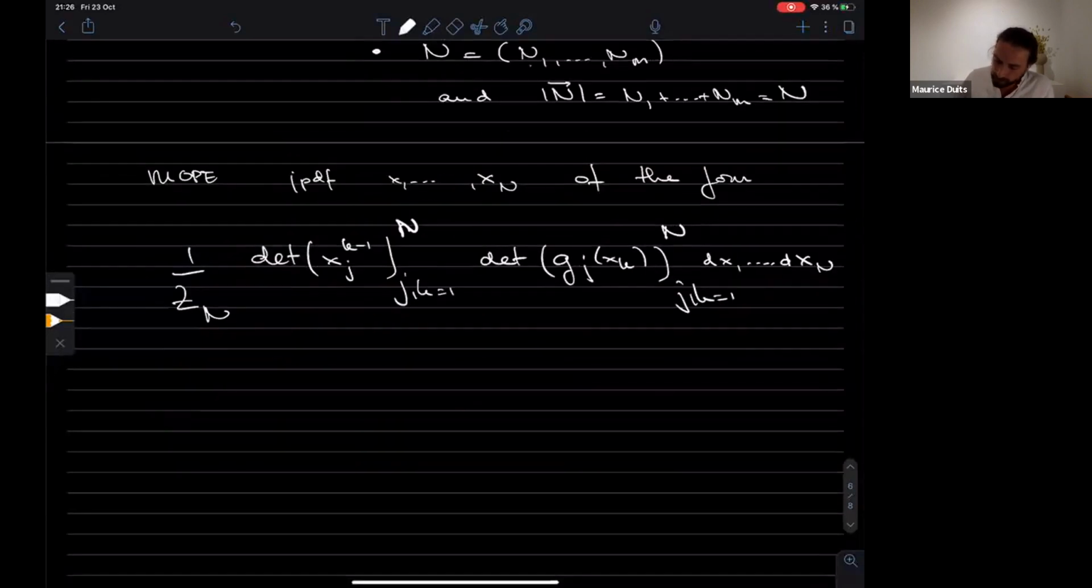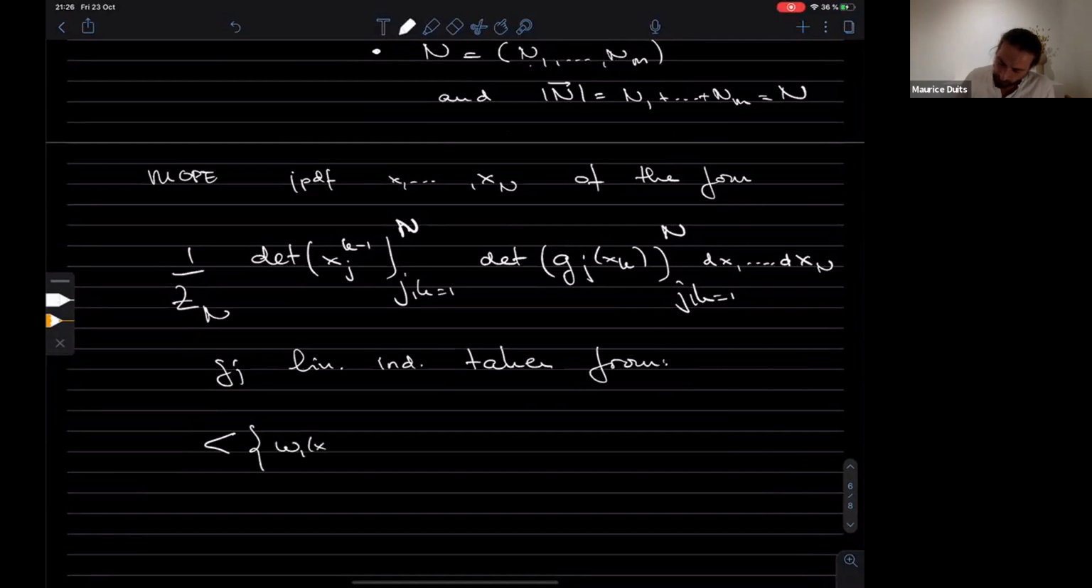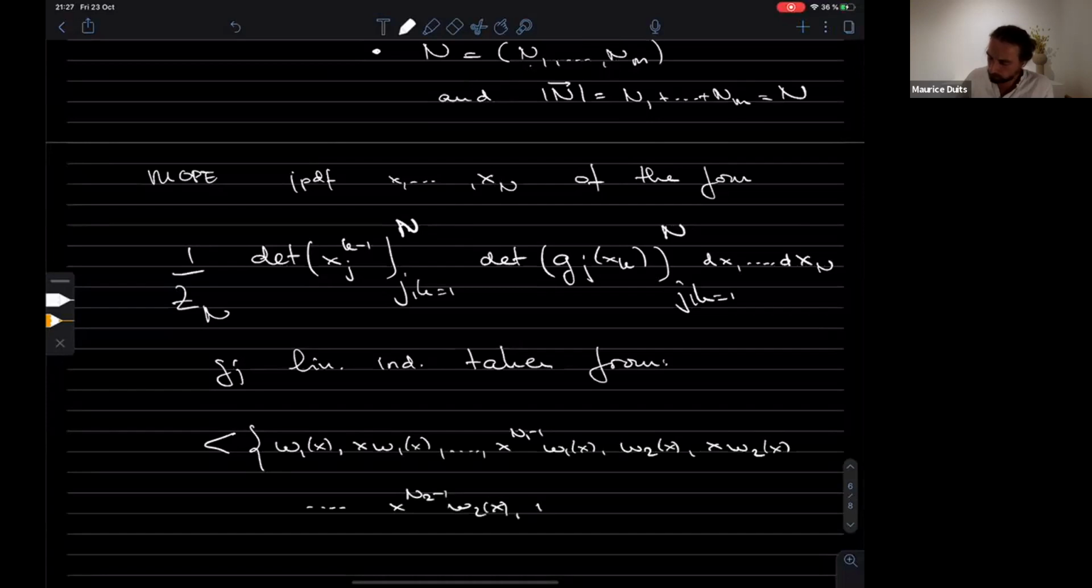dxn. These functions g_j are linearly independent and taken from the span of w1(x) times w1(x), and then I multiply this all the way through to x to the n1 minus 1 times w1(x), and then I start with my w2(x), go to x w2(x), and so on, x to the n2 minus 1 times w2(x), and then I start with my w3, and so on until I'm done.